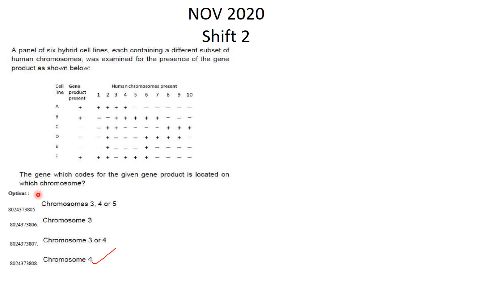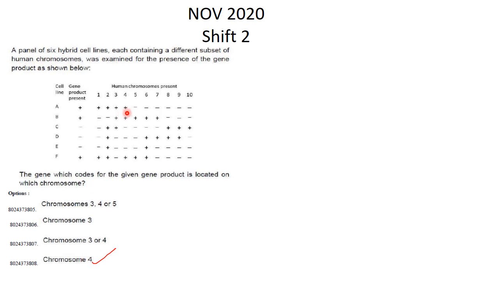A panel of 6 hybrid cell lines, each containing a different subset of human chromosomes, was examined for the presence of the gene product as shown below. The gene which codes for the given gene product is located on which chromosome? So this pattern has to match with one of the chromosomes over here.